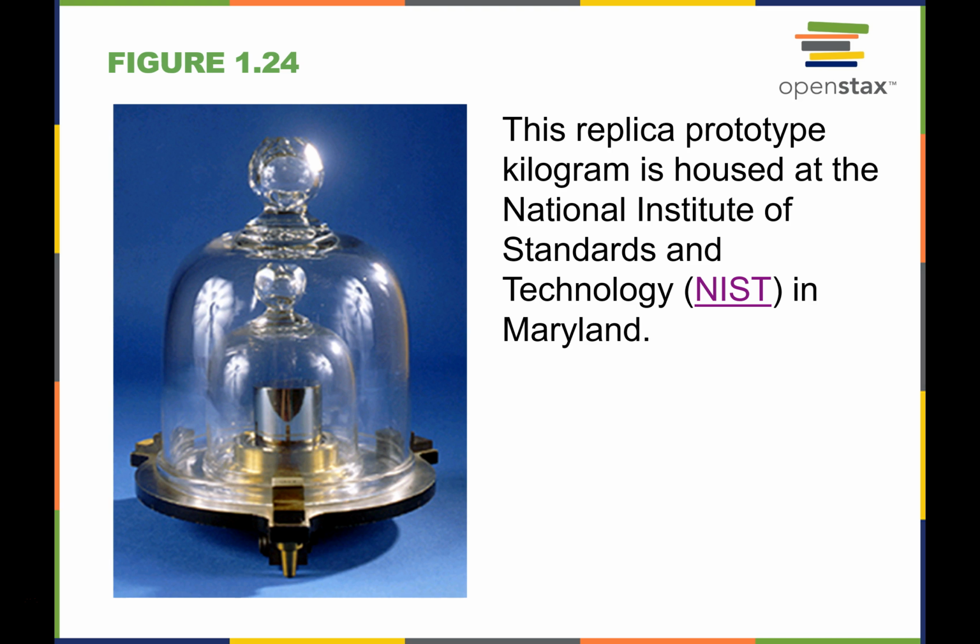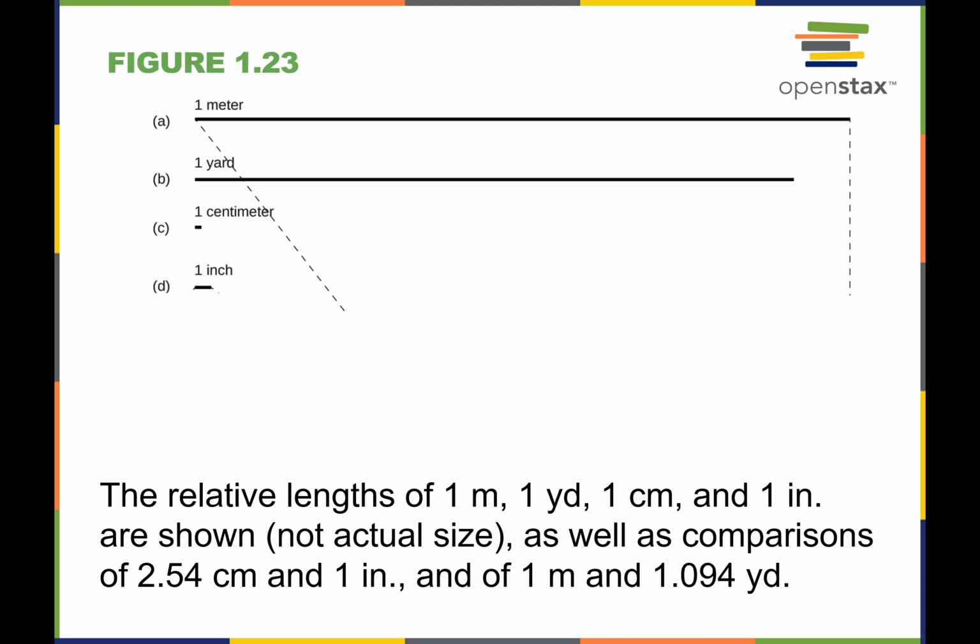This is, I think, an iridium sort of alloy that is under lock and key. Actually, this isn't the one under lock and key. This is a replica of that one. NIST are the folks that actually make or track the pedigrees of all the calibration of measuring devices.